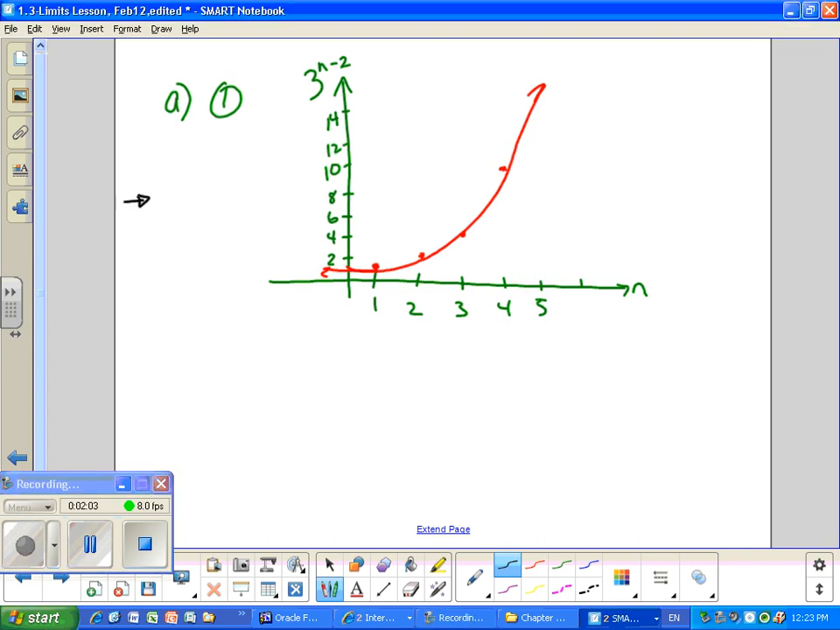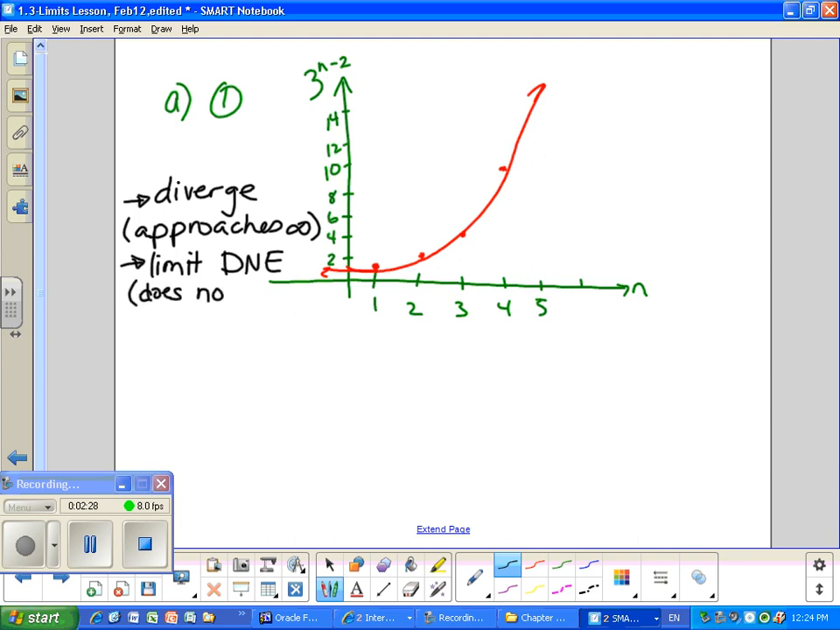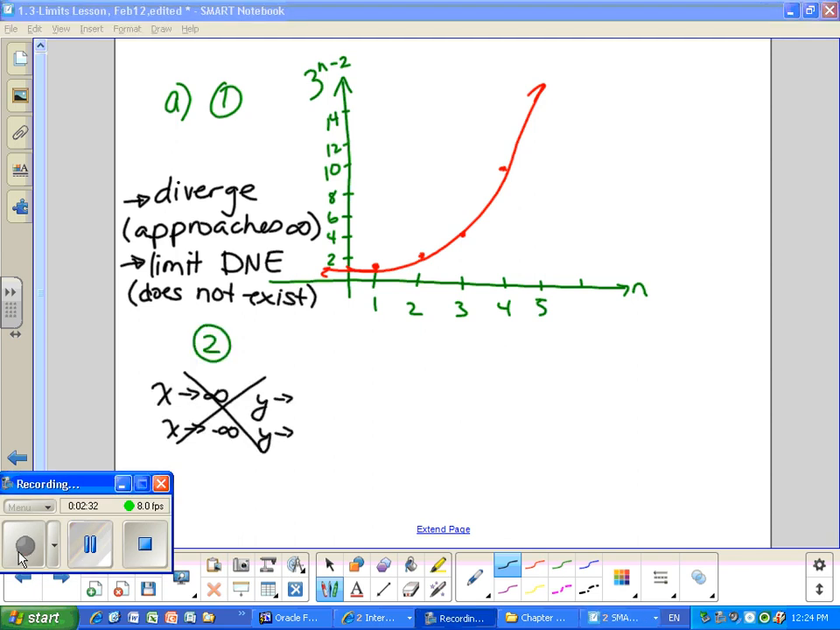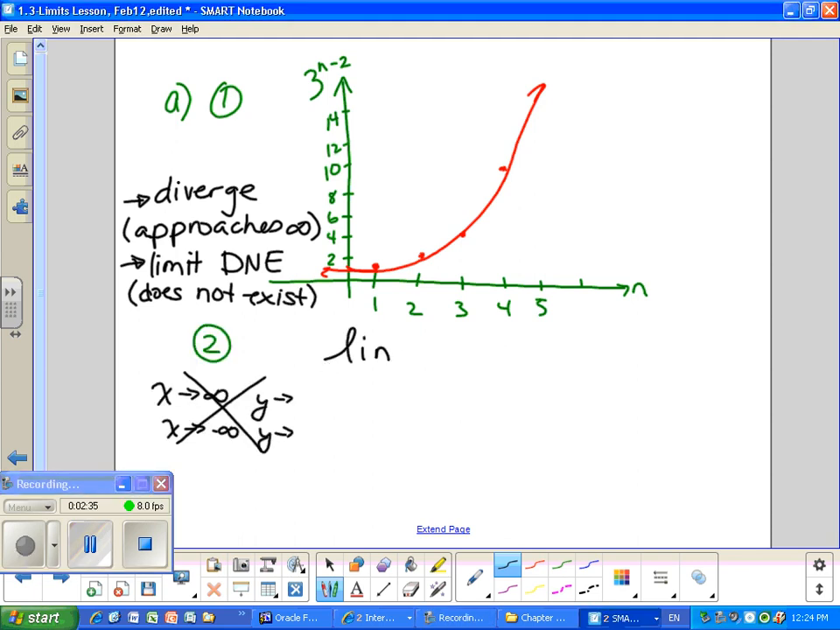That means that this function is called diverge. This function diverges, which means it approaches infinity. This also means then that the limit does not exist. So I can put that below. Does not exist is the short form that you'll most likely use for the limit.